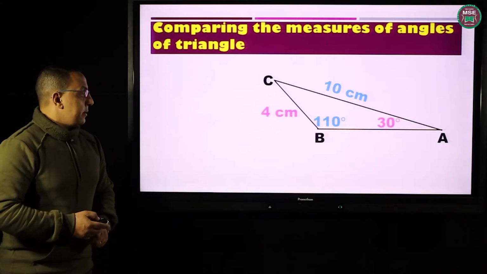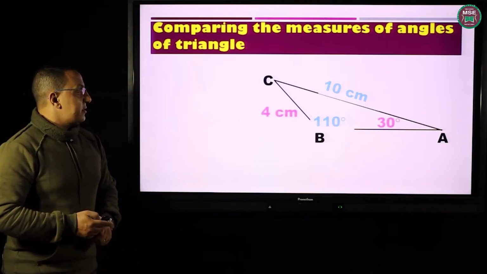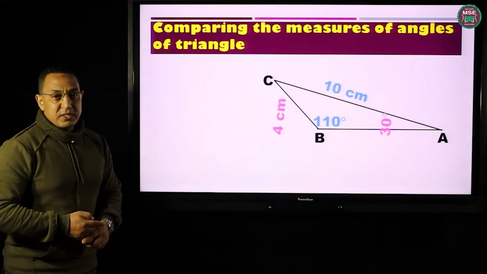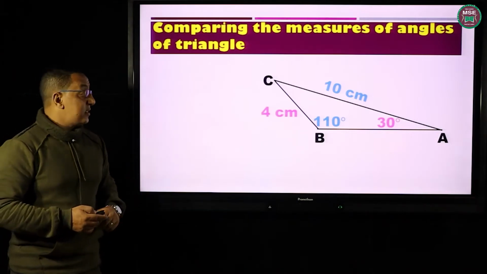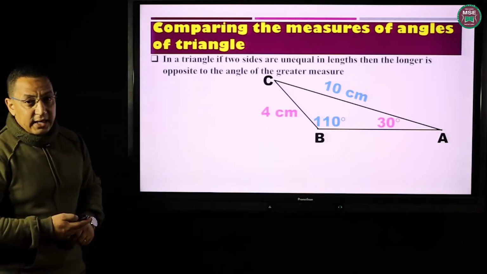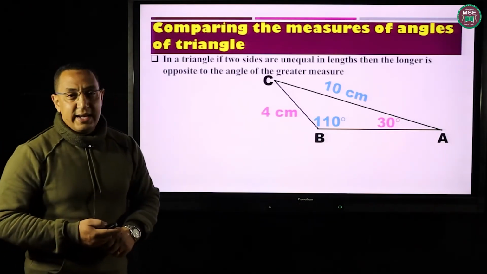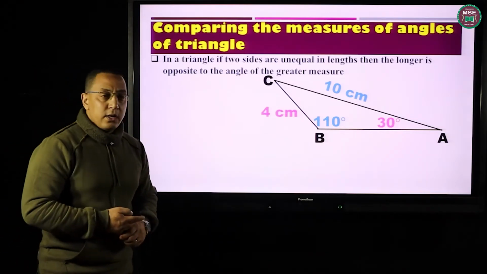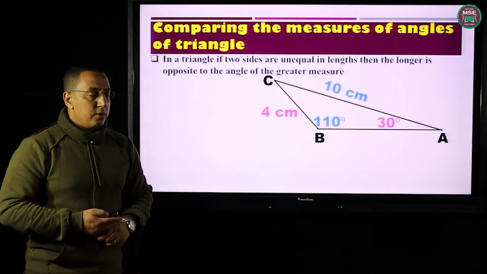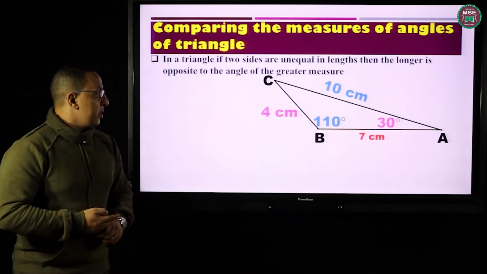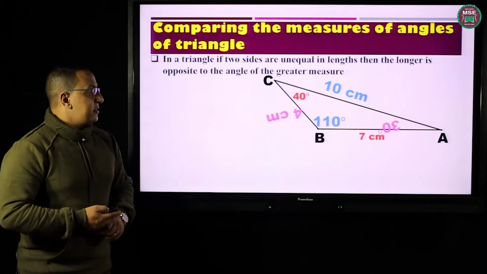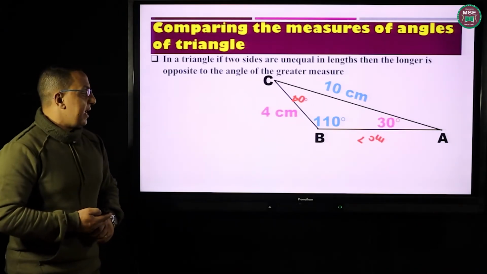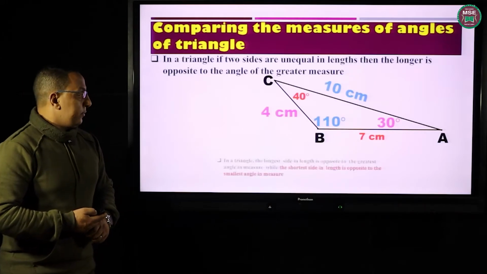As you see, the bigger side is opposite to the bigger angle and the smaller side is opposite to the smaller angle. So in the triangle, if two sides are unequal in length, then the longer side is opposite to the angle which is greater in measure. Now the third case, the smallest side is opposite to the smallest angle, and so on.